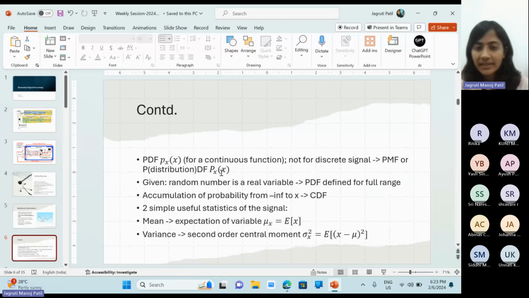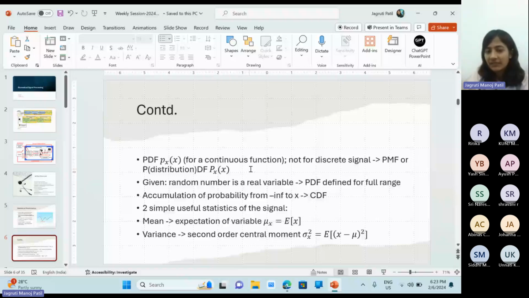Next we'll be seeing what a PDF is, a probability distribution function, a PMF, a probability mass function, and a CDF, a cumulative distribution function. In simple words, a PDF is defined for a continuous function, not for a discrete signal, whereas a PMF is the probability distribution for discrete functions. This is how they have been noted, and it will be followed through the course of this biomedical signal processing. If a random signal is given and it's a real variable, we'll define a PDF for the entire range.